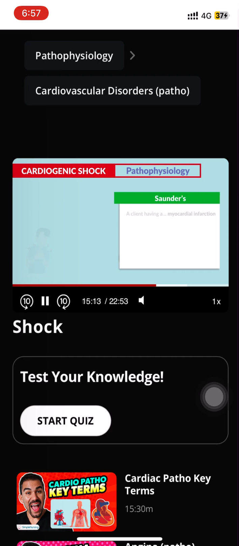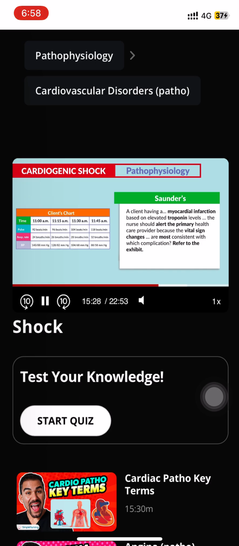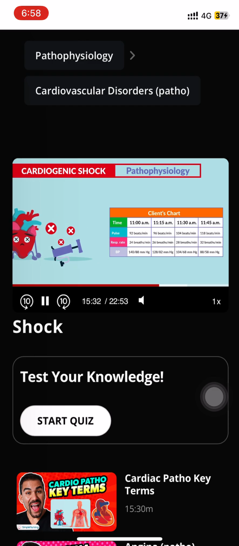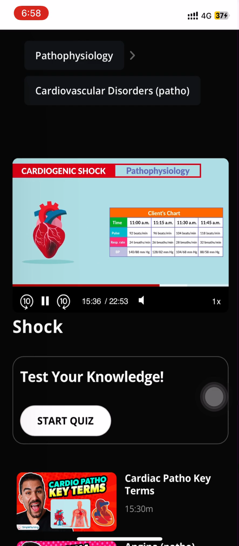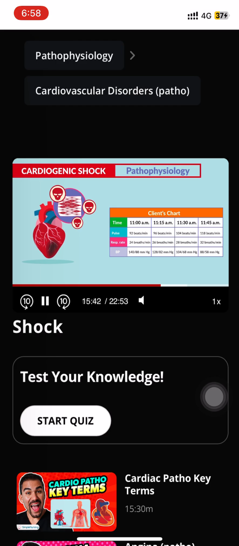Saunders mentions, a client having a myocardial infarction based on the elevated troponin levels, the nurse should alert the HCP because the vital sign changes are most consistent with which complication. Refer to the exhibit. So cardiogenic shock, we have a cardiac problem. And the question mentions a heart attack, an MI, or myocardial infarction. So MI, think heart tissues die. The heart fails to pump adequately.